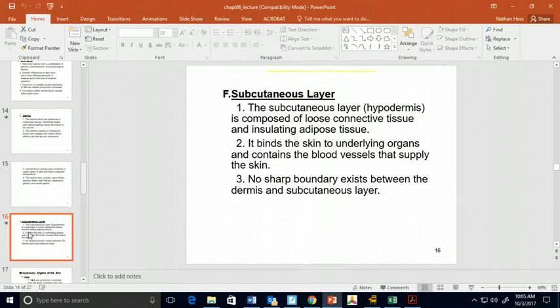Good. Let's keep going. The last layer is that subcutaneous layer. Some places call it the hypodermis. Hypo just means under the dermis. And that's mostly loose connective tissue. And there's also that adipose tissue, that fat tissue that is present there. It's what binds the skin to the underlying organs. So the skin in my arm is bonded a bit to the muscles, the tissues that surround the muscles, truthfully. And there's no sharp boundary between the dermis and the subcutaneous layers.